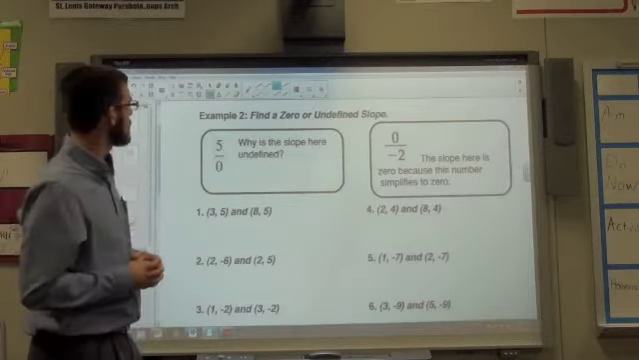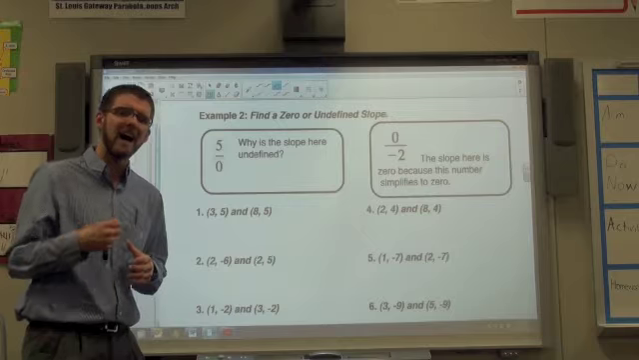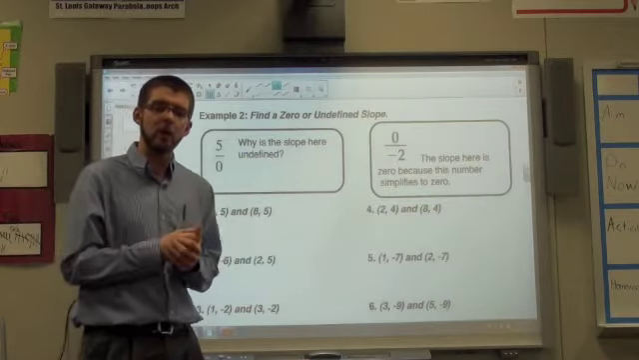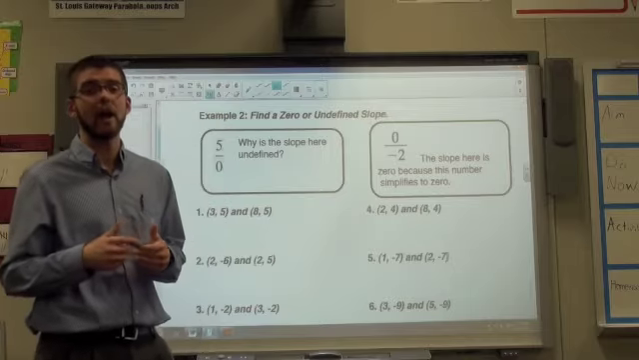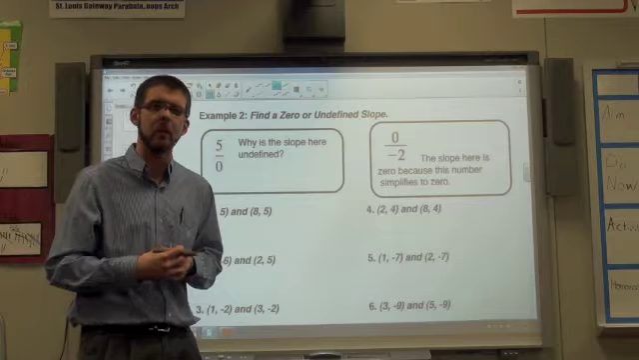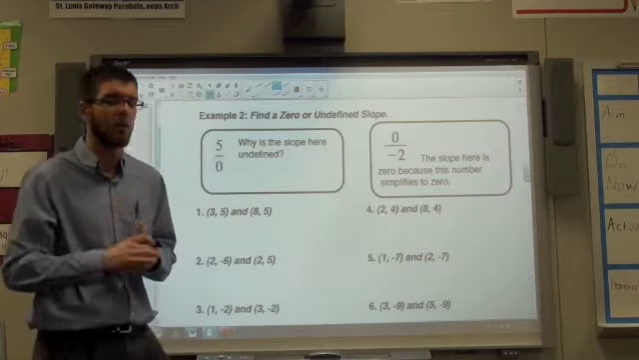For example 2, we're going to be finding a 0 or undefined slope. Whenever you use the slope formula that we just went over, there are certain cases where the change in y may become 0 or the change in x may become 0. So we're going to look at a couple of those examples right now.